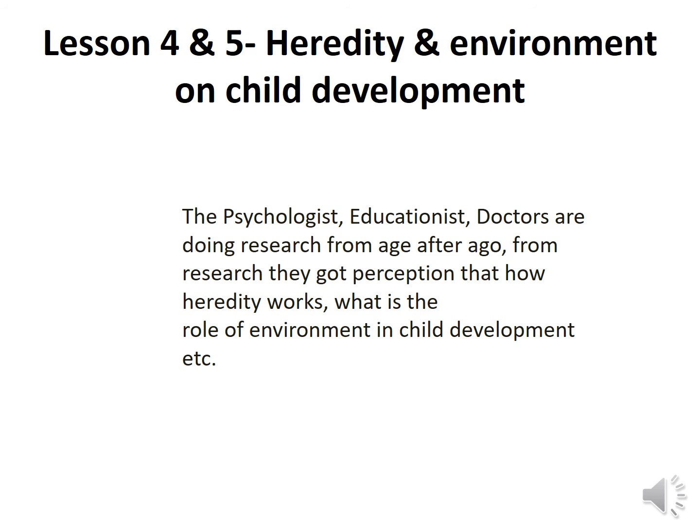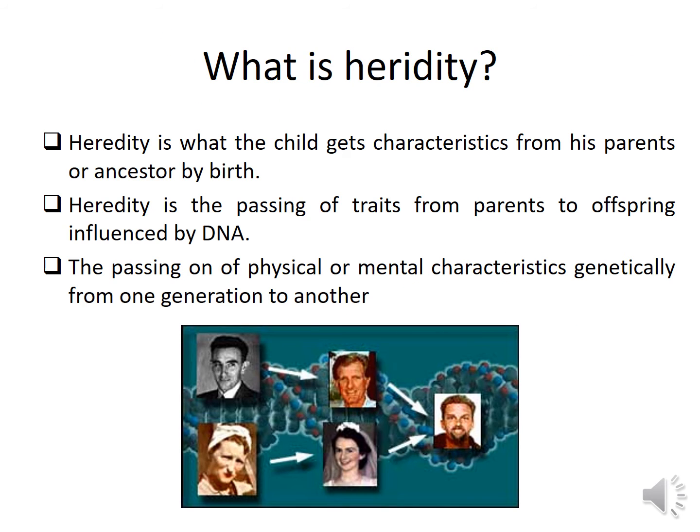Now the chapter, lesson 4 and 5, heredity and environment. There is so much research that has been done based on heredity and environment. Actually, what is heredity? Heredity means the characteristics that a child gets from their parents. That is called heredity, and it is influenced by DNA. It is the passing on of physical or mental characteristics genetically from one generation to another generation.